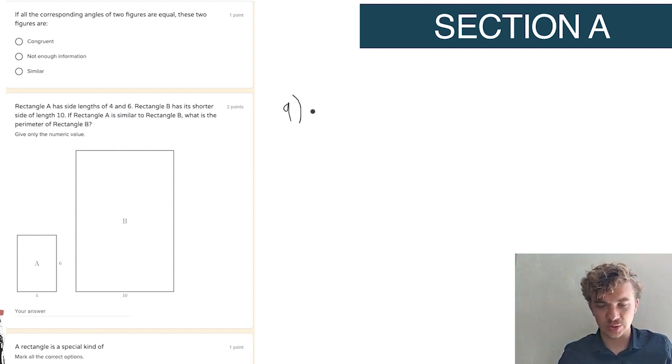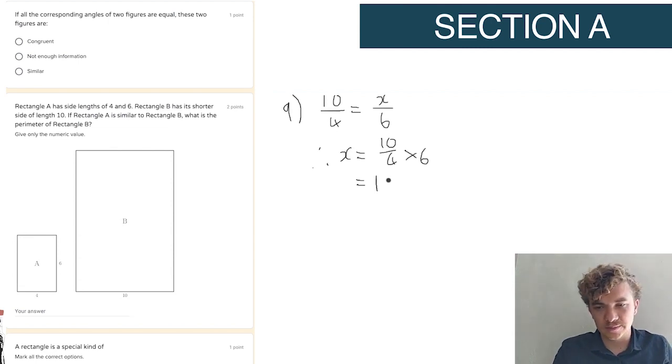So the short side of A, 4, changed to 10. The ratio of the sides are the same. That means that 10 over 4 is equal to the missing side, let's just call that x, over 6. So how 4 changed to 10 is the same as how 6 will change to x. And now we can solve for x by saying that x is equal to 10 over 4 times 6, which would then be equal to 15.